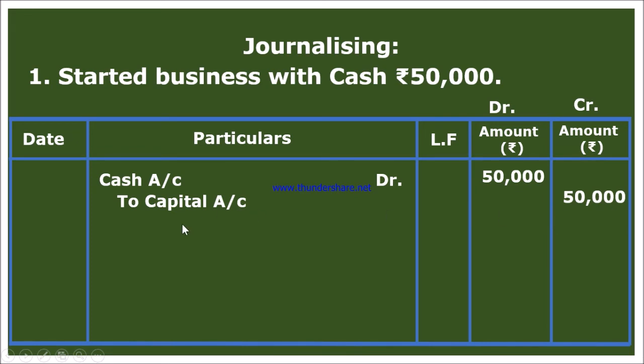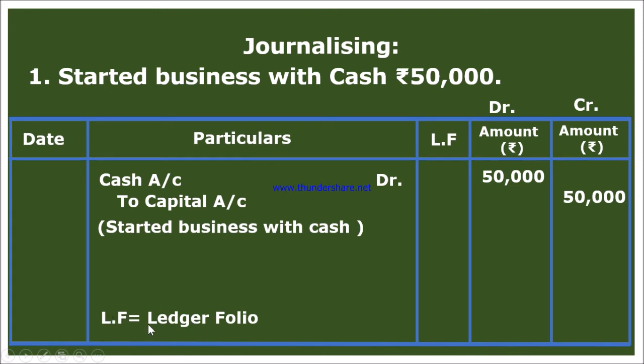Okay, and to explain why you have passed this particular journal entry, you have to write a short note: started business with cash. This short note is known as narration. It is just to state why this journal entry has been passed. And this LF stands for ledger folio. What is the meaning of ledger folio? I will discuss that in the next class when we read the ledger accounts.